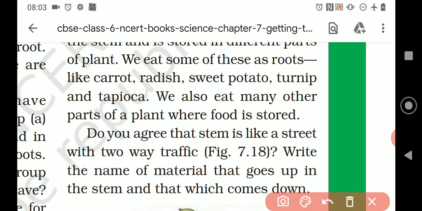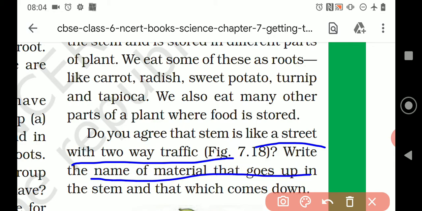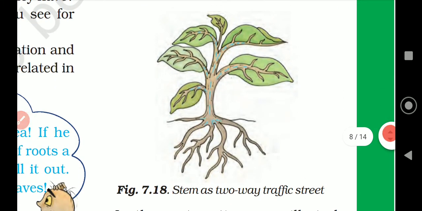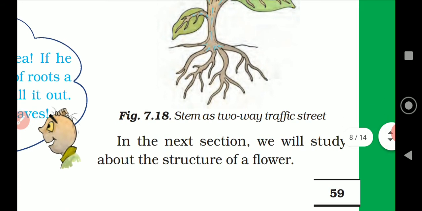So do you agree that stem is like a street? Stem is like a street with two-way traffic. Write the names of the material that goes up in the stem and that which comes down. So this is the two-way street. Stems act as a two-way traffic street. In the next section we will study about the structure of the flower.